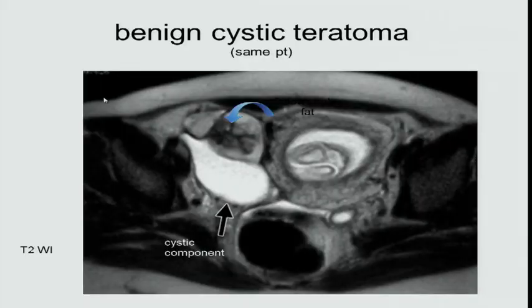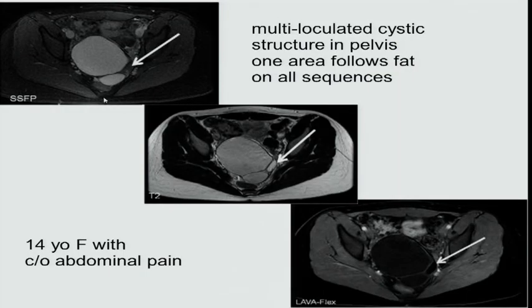Okay, so here's another one. So we see the cystic component, and then we see the component that follows subcutaneous fat. And then we could do the fat-sat sequence on that, and that would drop out. Okay, so here's a third example. We see a cystic mass in the pelvis, a little nodule that's following fat on all sequences. And then, so here's the fat out here. So cystic with a fatty nodule, cystic teratoma.